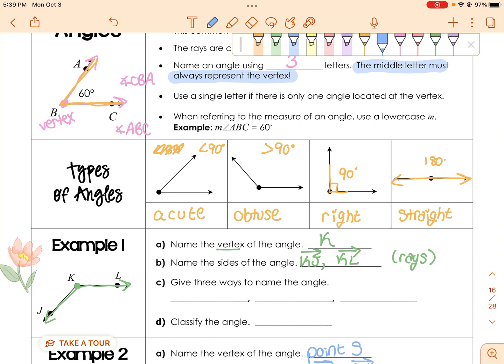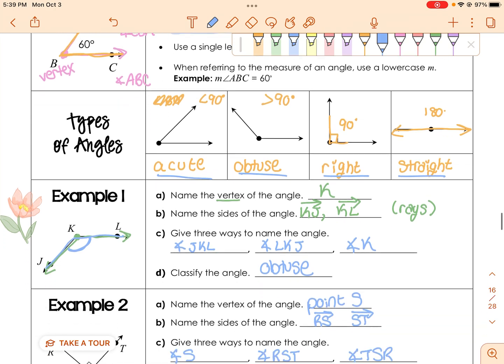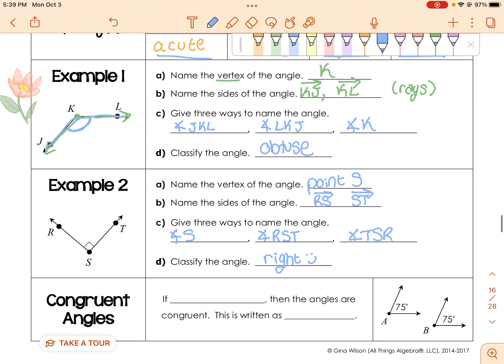Three ways to name the angle would be, again, how you trace it. It could be JKL, it could be backwards, LKJ, or in some cases you'll be able to just call it angle K. Classify the angle means, is it acute, obtuse, right, or straight? In this case, we can clearly see that this is more than 90 because it's bigger than a corner, so we would say this angle is obtuse. So what I'd like you to do now is pause the video, try the next problem, and then resume and check your answers.